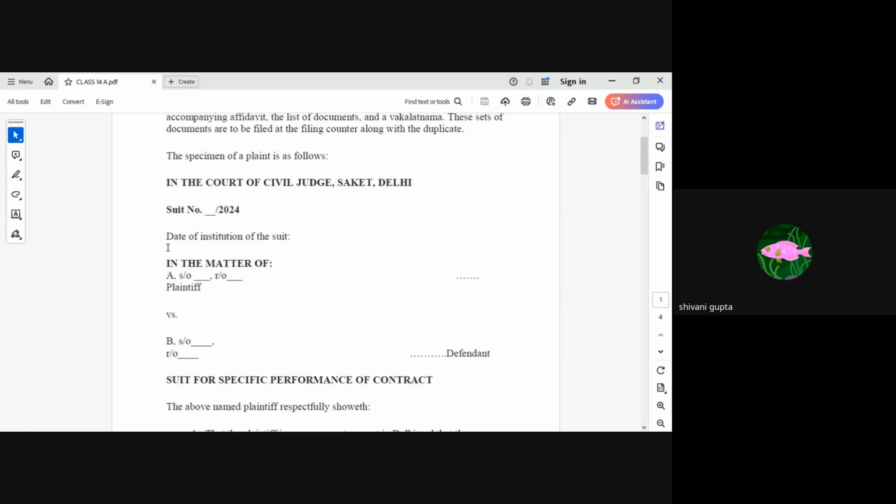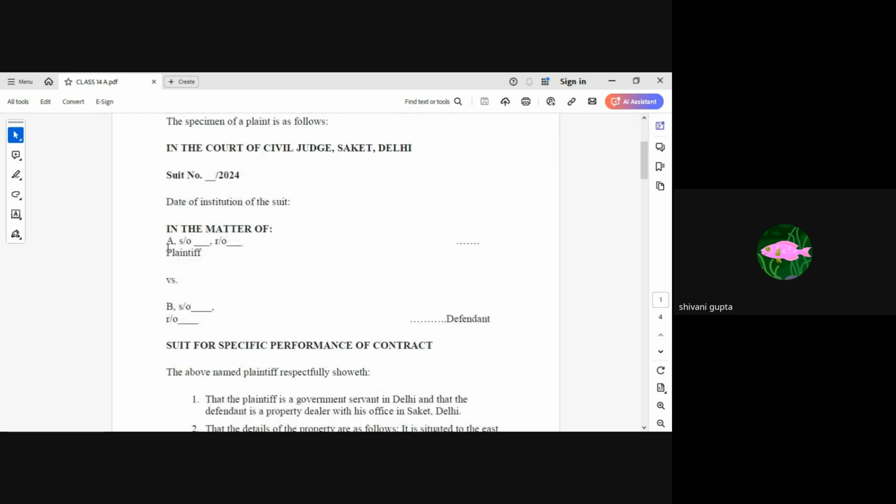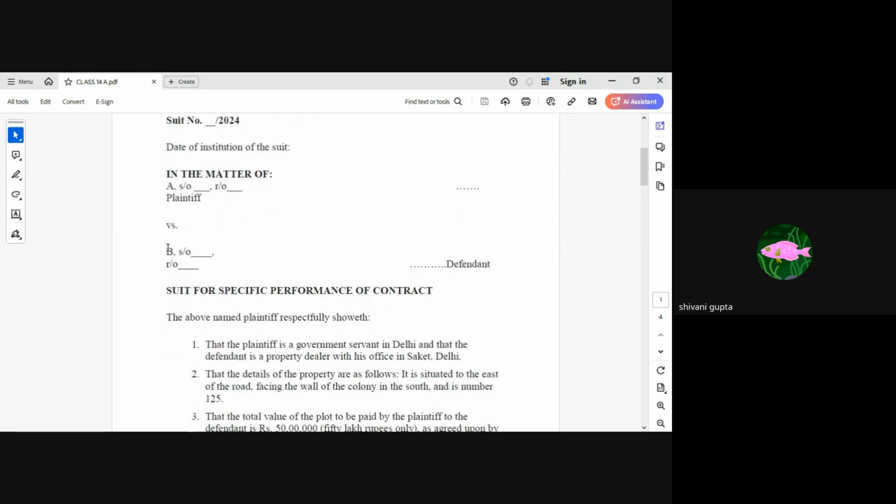I will share it with you. Then another thing is that, for example, first of all we have to mention the plaintiff, then we have to mention the defendant. So A son of this, resident of this, versus B son of this, resident of this. So A is the plaintiff and B is the defendant or the respondent. Now we will mention the subject matter. Subject matter is specific performance of the contract.